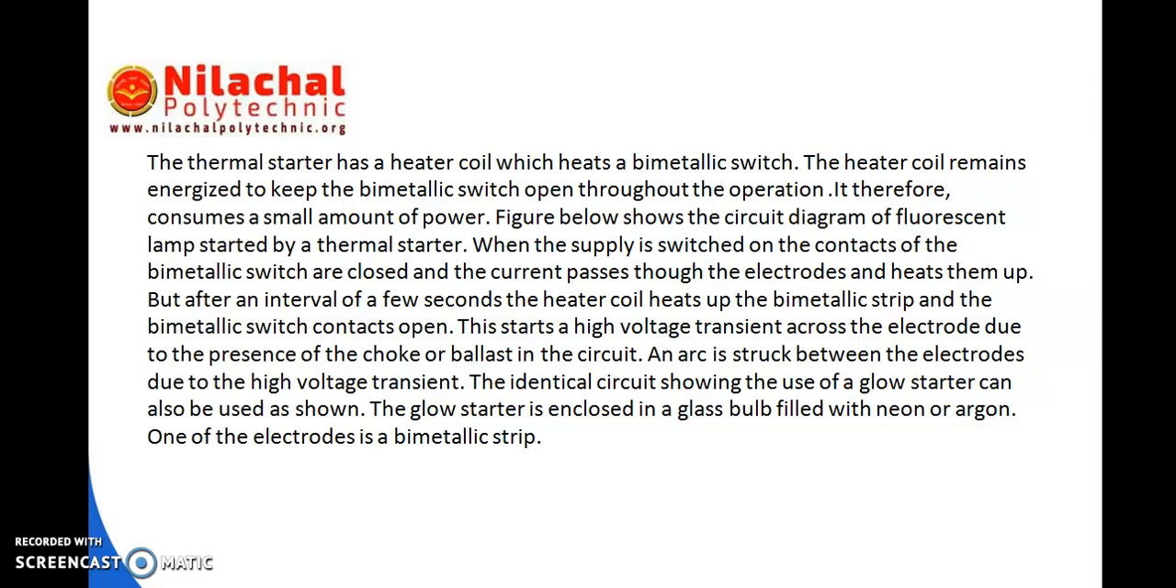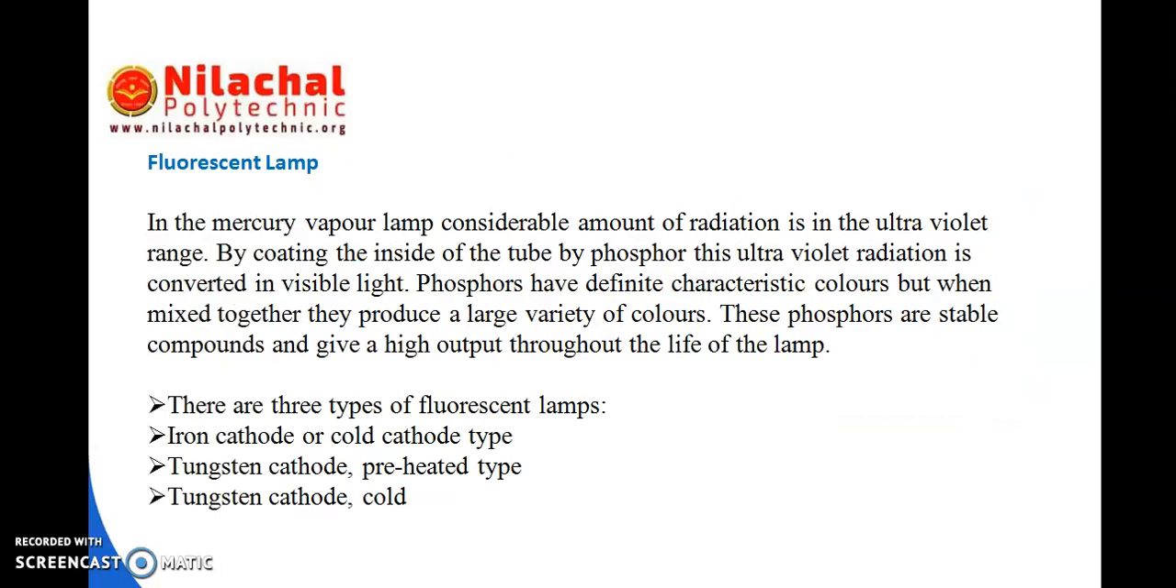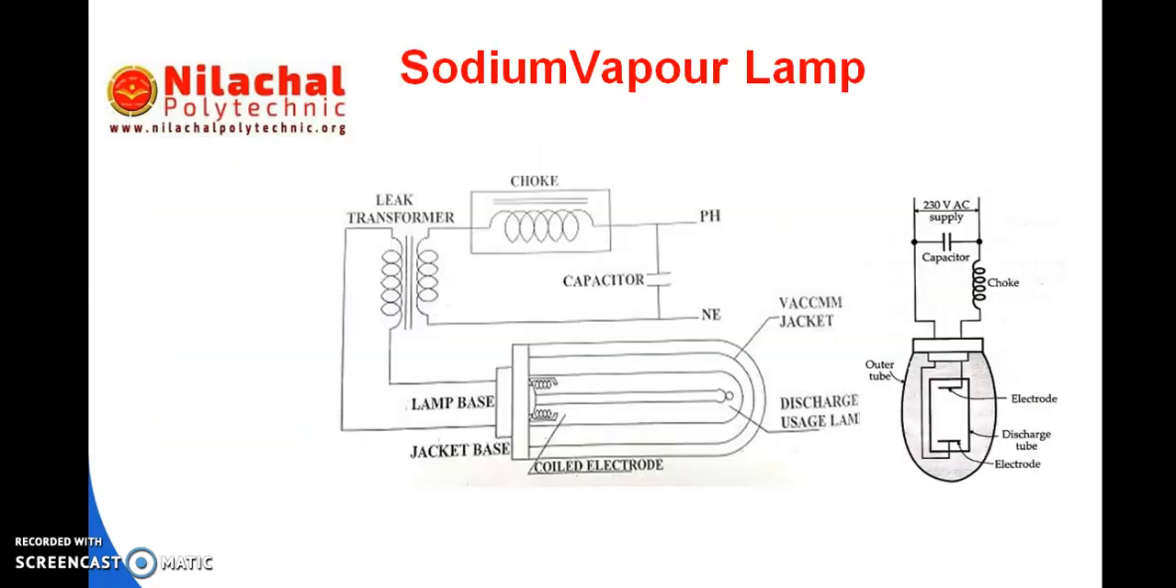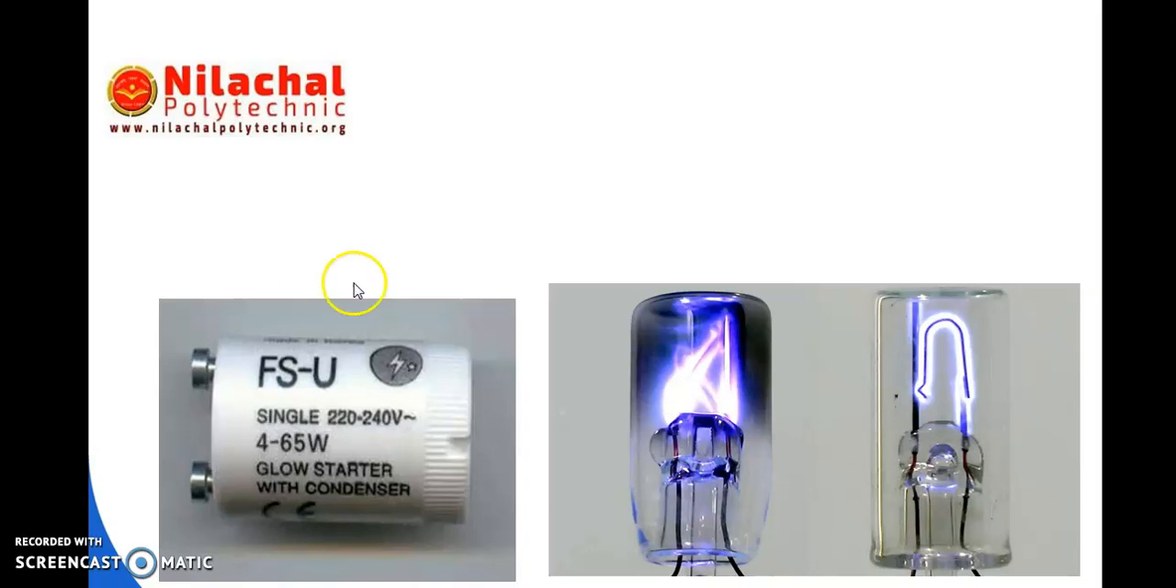The identical circuit showing the use of a glow starter can also be used as shown, because almost always we use the glow type switch starter. The glow starter is enclosed in a glass tube bulb filled with neon or argon. One of the electrodes is a bimetallic strip. You can see the previous diagram. Yeah, this is your glow type starter. It is written single 220 to 240 volt and 4 to 65 watt glow starter with a condenser. This is the glow type starter, and we generally use the glow type switch starter everywhere in fluorescent lamps.